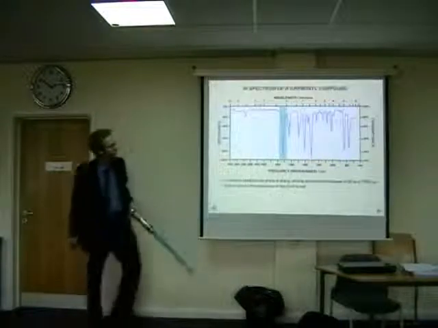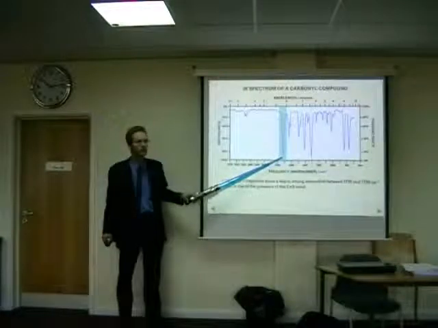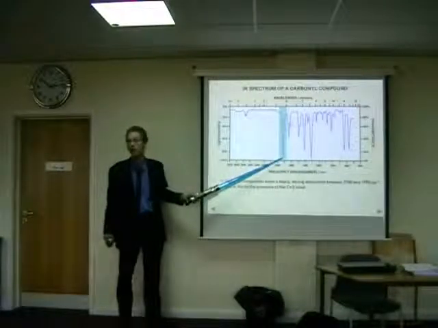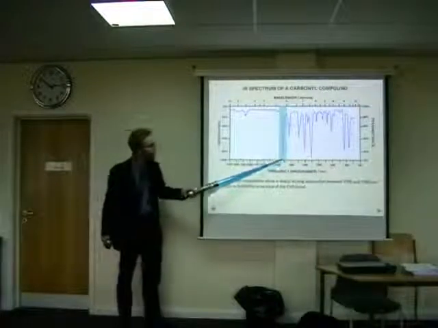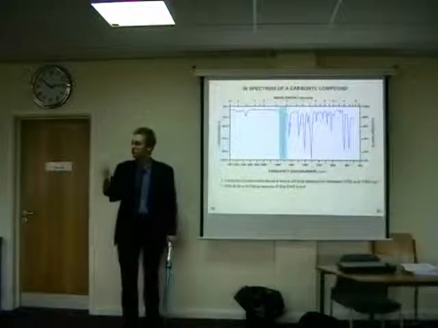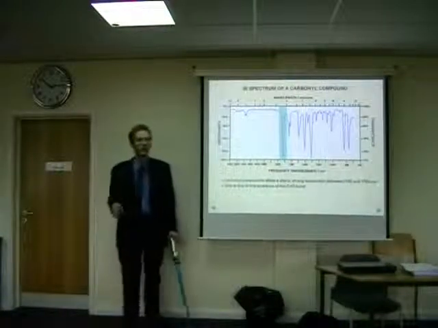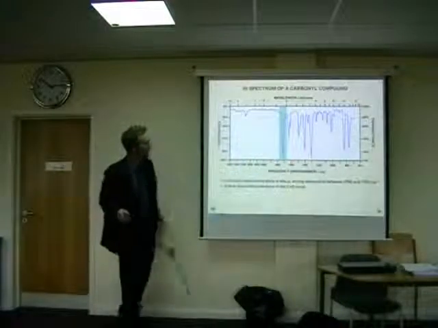Okay? This one here, this is absolutely classic. Okay? This is C double bond O, carbonyl compound. Okay? Very sharp peak, somewhere around the 1700 mark, C double bond O. And you'll see that in aldehydes, ketones, esters, carboxylic acids, acyl chlorides, and amides. They all have a peak about there.